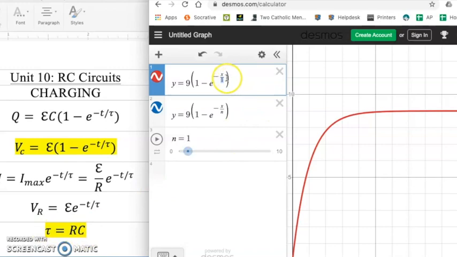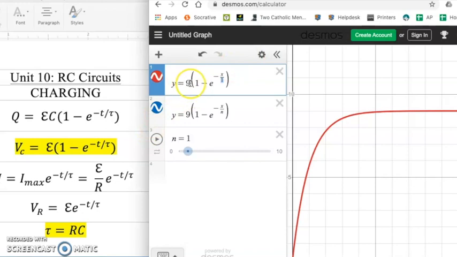Okay, so if this is the basic shape of this graph right here, and remember that's called a natural growth function, I can generalize that to any RC circuit I want, where the only difference really is going to be the maximum voltage and the particular time constant.